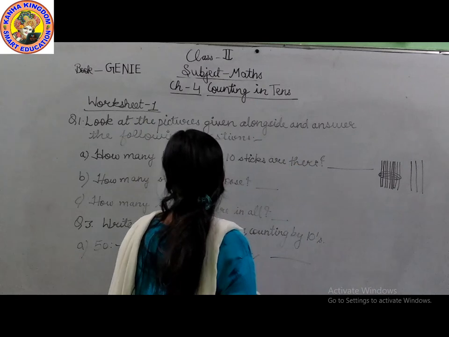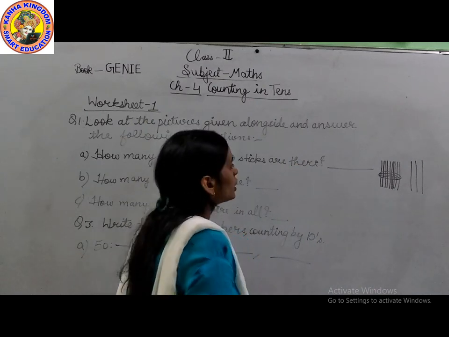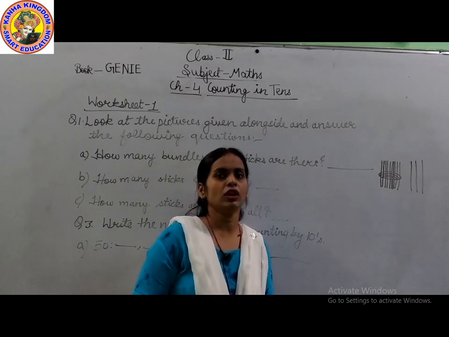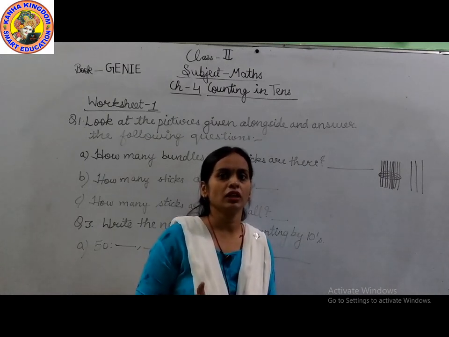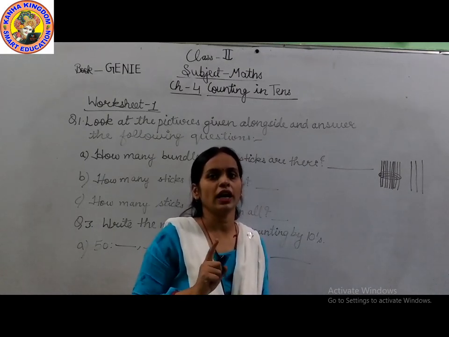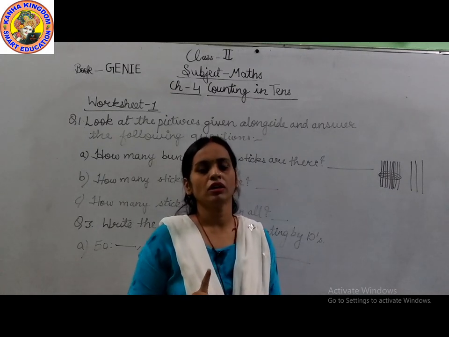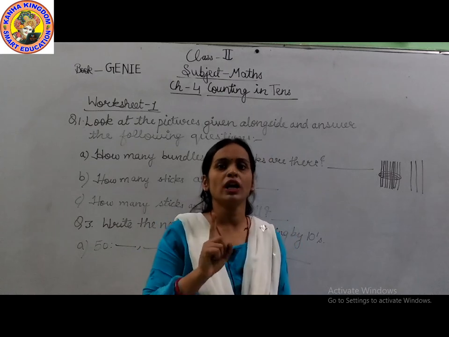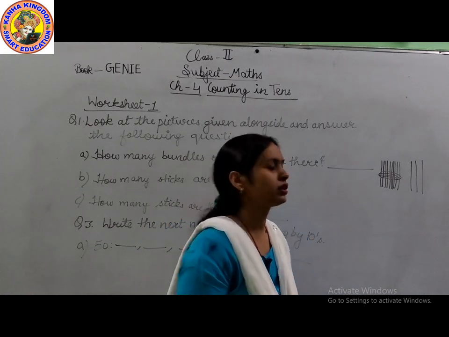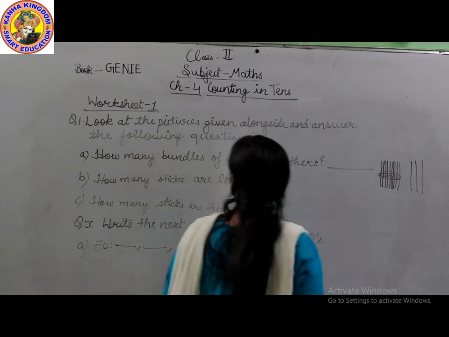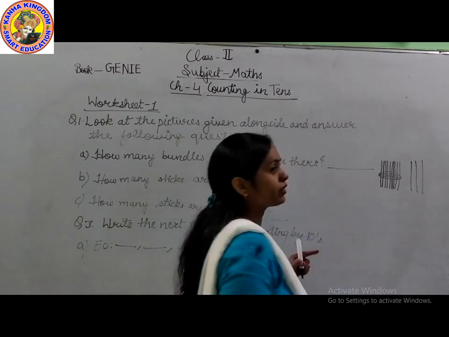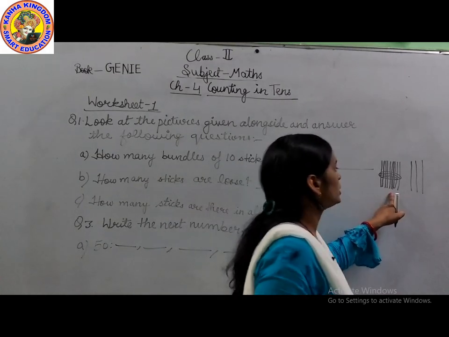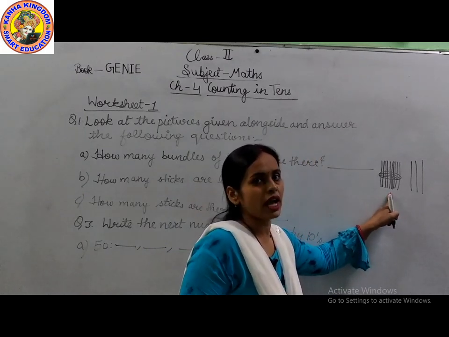Now the bunch of 10 equals to 1 ten. Always remember, bunch of 10 equals to 1 ten. Okay? Bunch of 10 ones means this is called 1 ten.